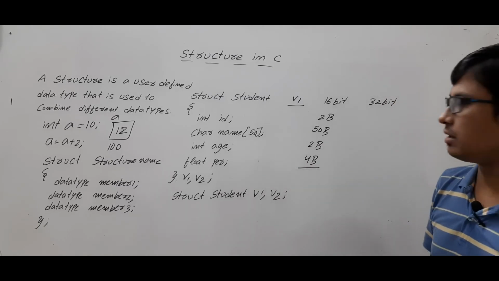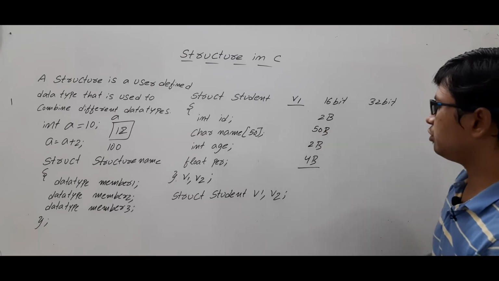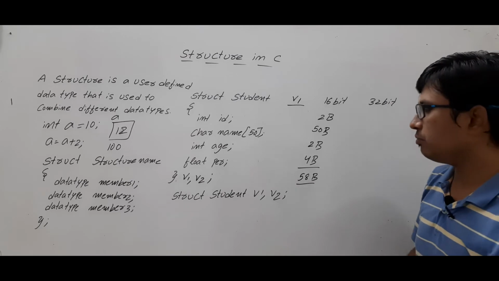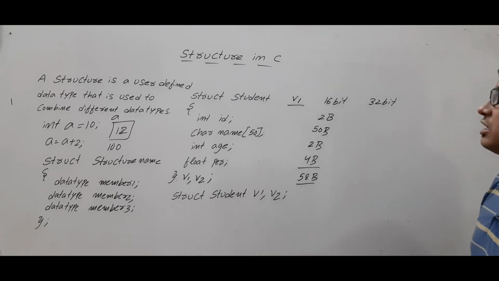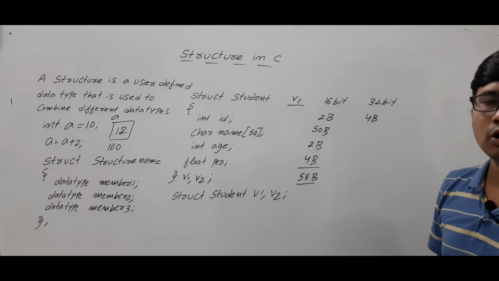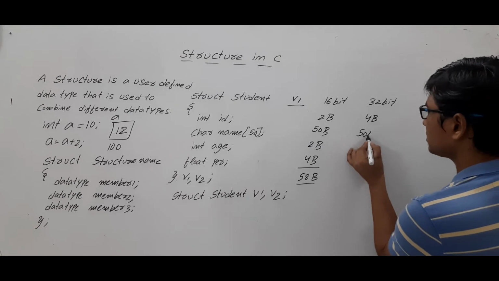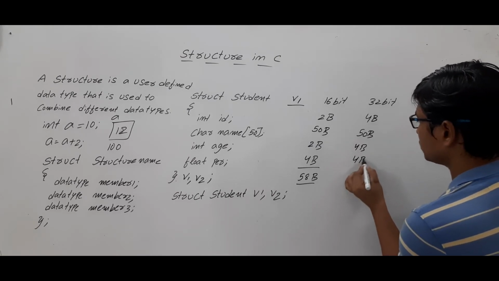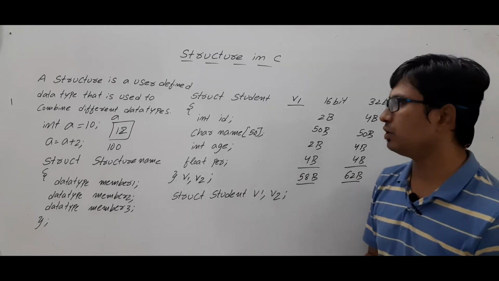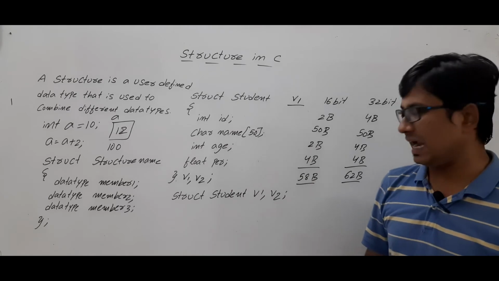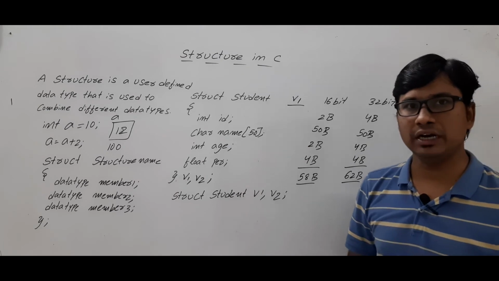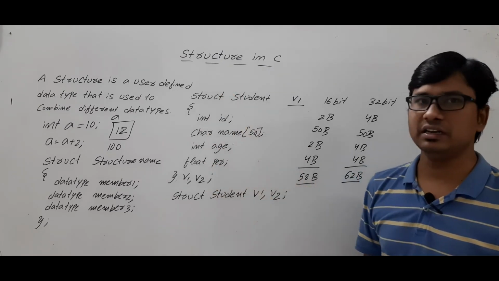Now if it is a 16-bit compiler, you will have 54 plus 4, 58 bytes of memory occupied for one variable v1. If it is a 32-bit compiler, one integer will occupy 4 bytes, character will again occupy 1 byte only, so 50 bytes, 4 bytes, 4 bytes, which will be 62 bytes of memory occupied by one variable of structure called student. Unless you declare the variables, memory will not be allocated. I hope you have understood the structure declaration and definition.